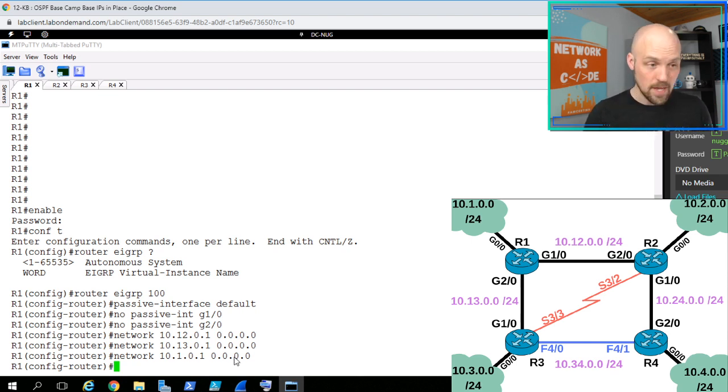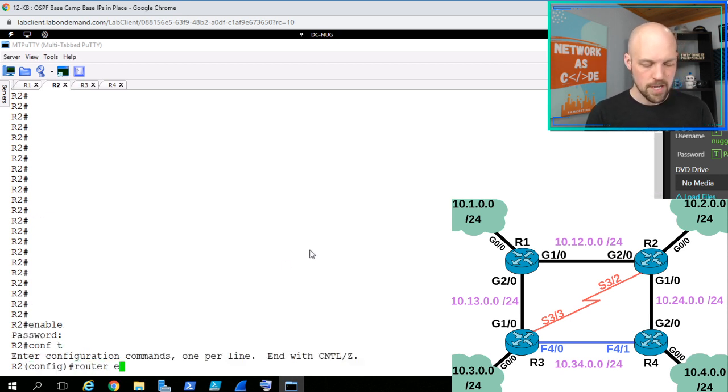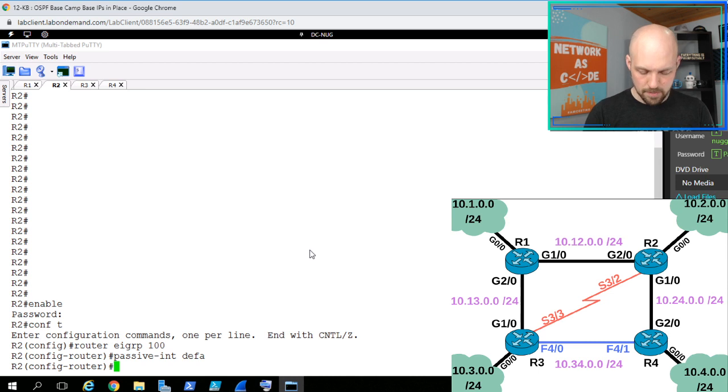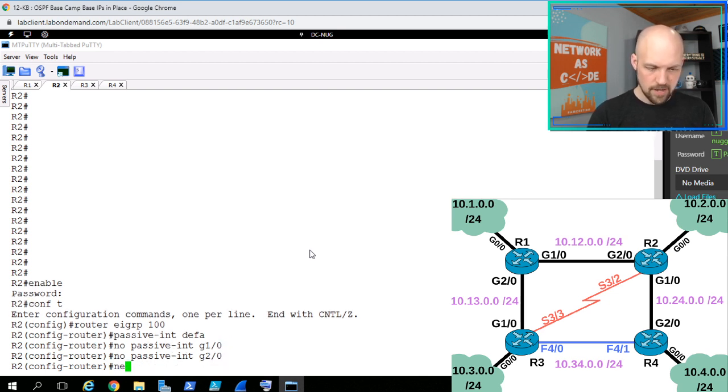All right, so anyways, on to router two. So let's go to router two. And same thing, we're going to do a config t, router EIGRP 100, remember that has to match. Passive interface default. We can start to abbreviate this to be a little faster. No passive int. And we've got Gig 1/0, we've got Gig 2/0. And then network statements. So let's do the network towards router one and make sure that everything is working like we think it will be.